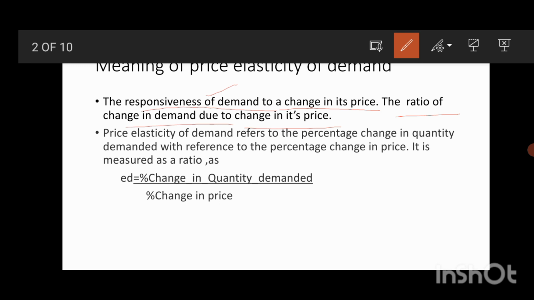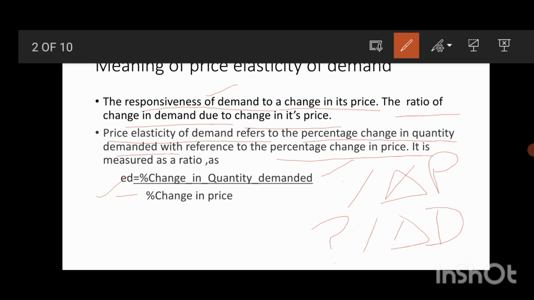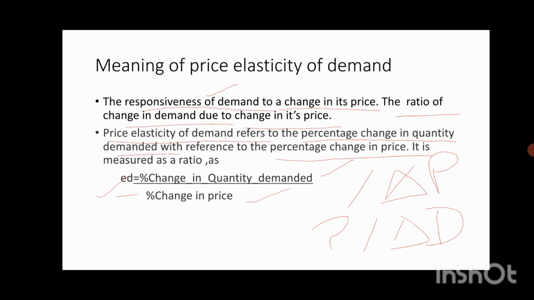Price elasticity of demand refers to the percentage change in quantity demanded with reference to the percentage change in price. So for example, if the percentage change in price is a particular amount, then how much will be the percentage change in demand is what price elasticity of demand tells. It can be measured using a formula: price elasticity of demand is equal to percentage change in quantity demanded divided by percentage change in price.